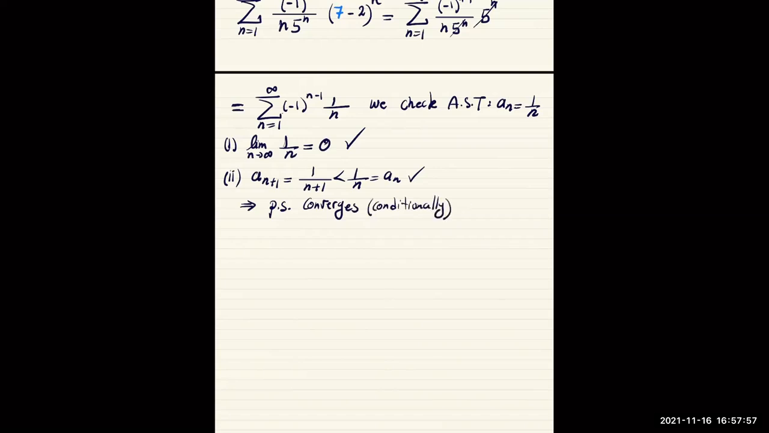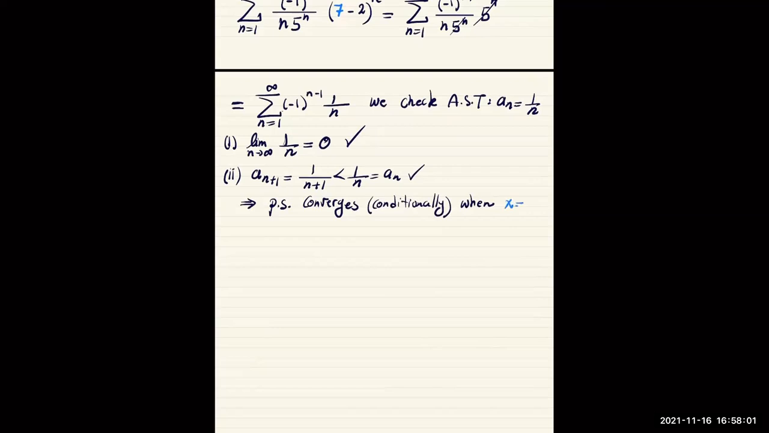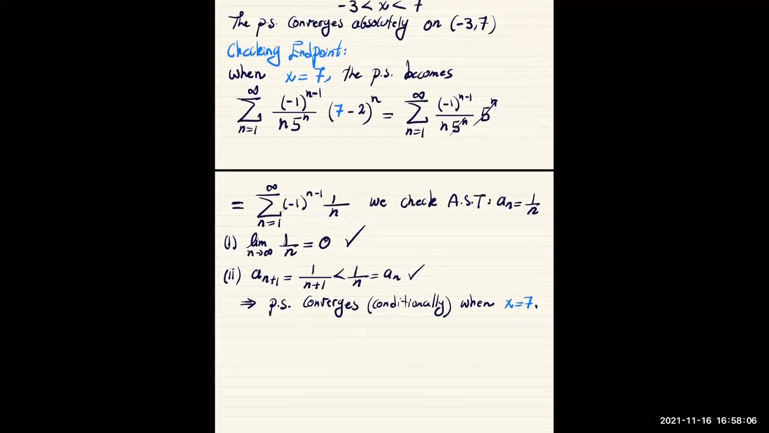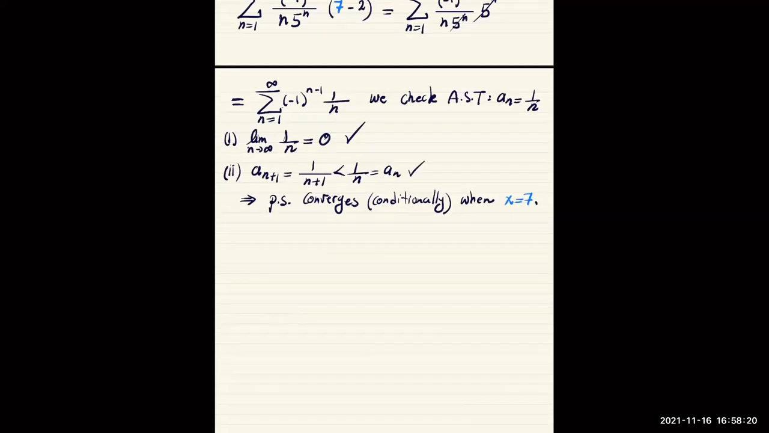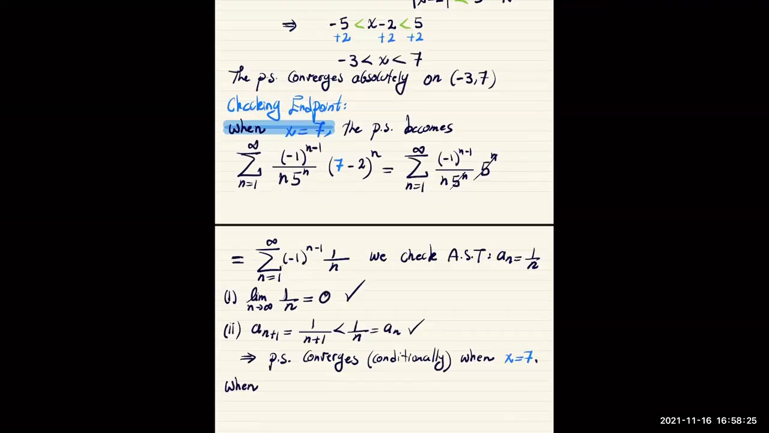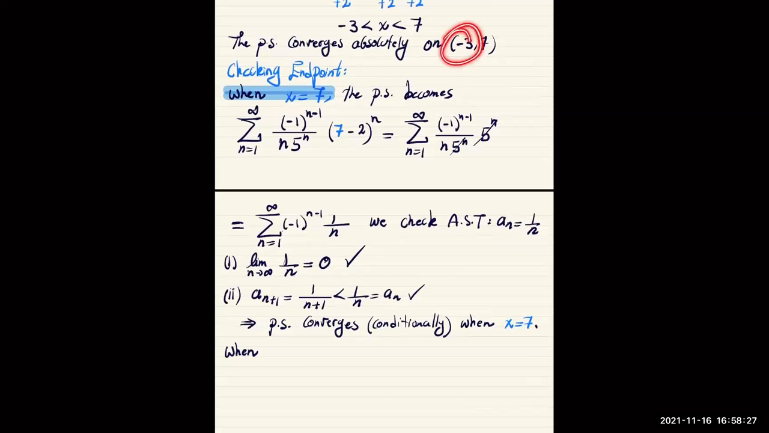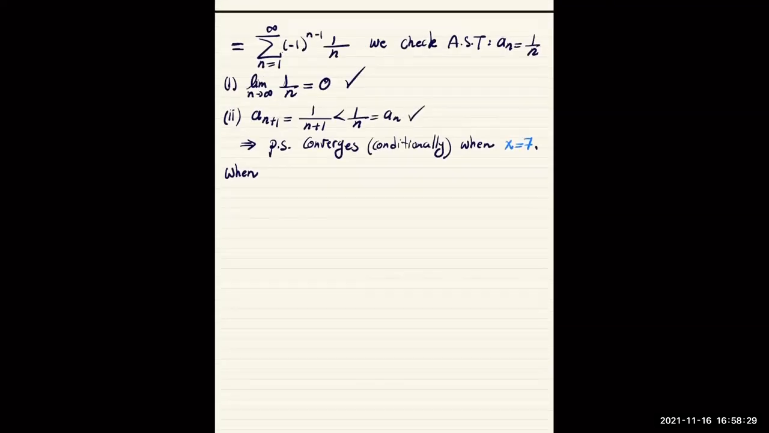That's when x is 7. We're also going to have to check the other endpoint. The other endpoint is -3 for x.